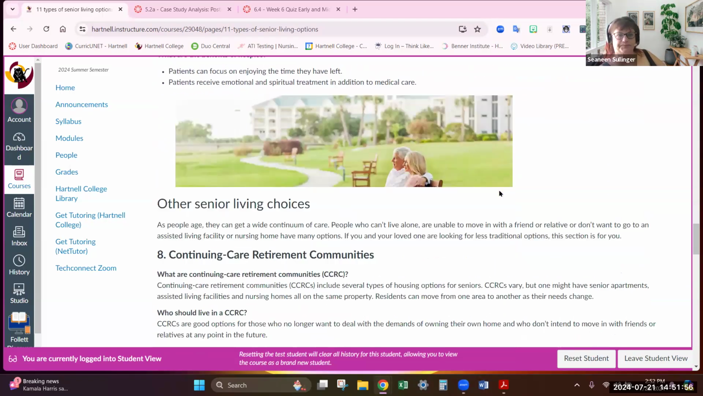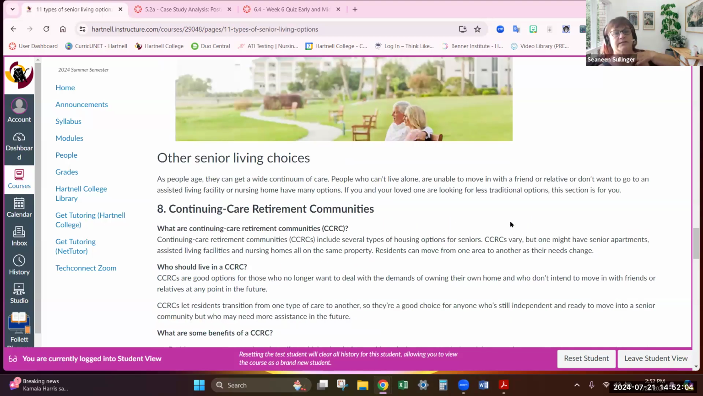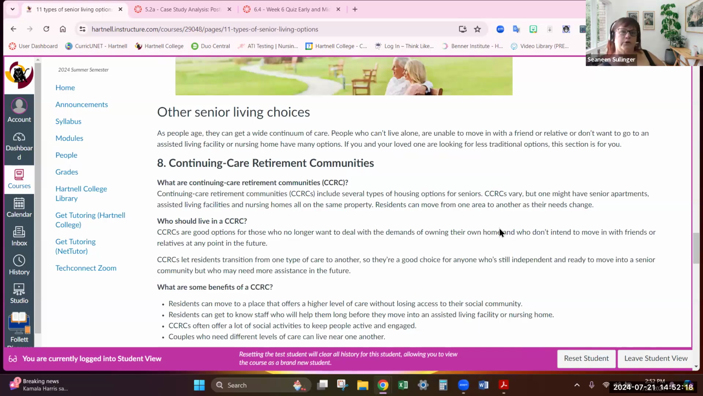And then other choices: continuing care retirement communities, which I thought was a great idea because you could be in the really active part, and then if your health deteriorates or as you get older, you could move to assisted living. They also maybe have long-term care where they have medical care available, and you're still staying in the same area. You're just moving to a different care level in a different part of the property.